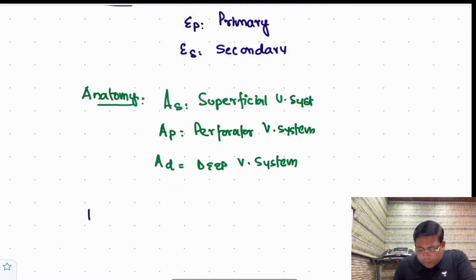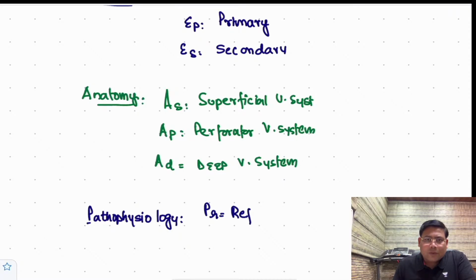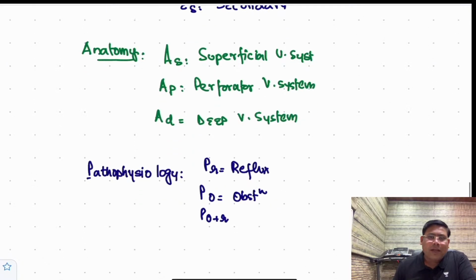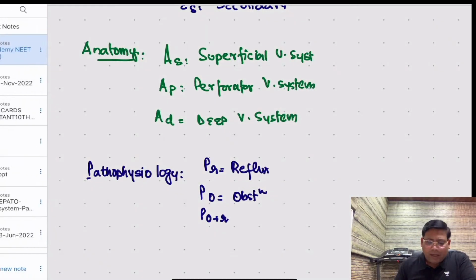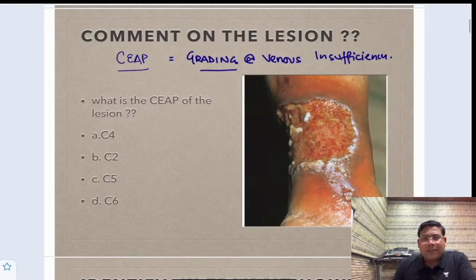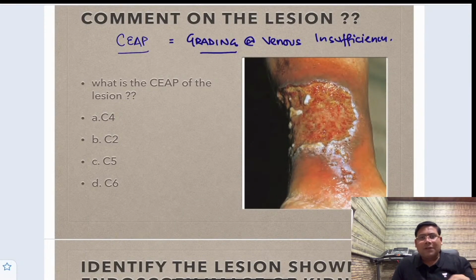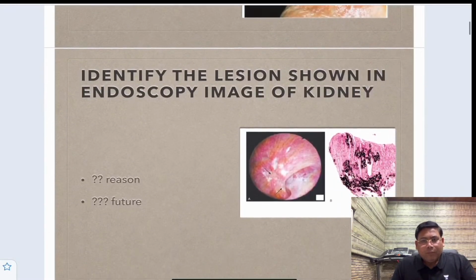Then we have, students, P. P stands for pathophysiology. Now when you're talking about pathophysiology, it could be PR, that is associated with reflux. It could be PO, associated with obstruction, or it could be PO plus R, where both obstruction and reflux are there. So this is what is making it CEAP. So now if you see this question, what is the CEAP of this lesion? This is a non-healing ulcer, and thus the answer will be C6. Now this is very, very important.